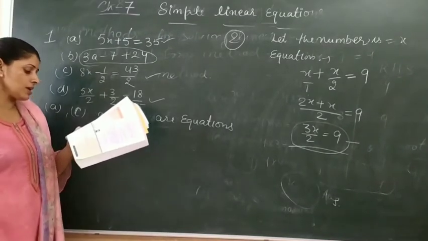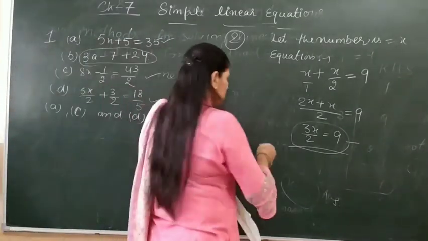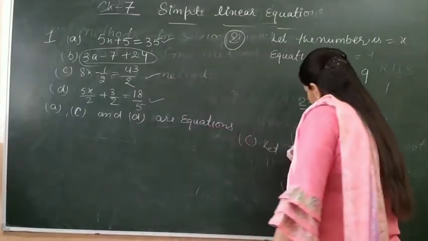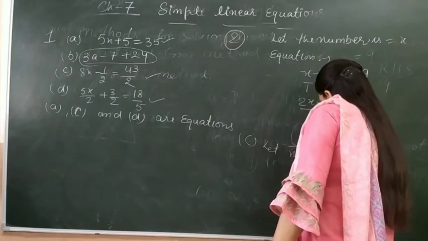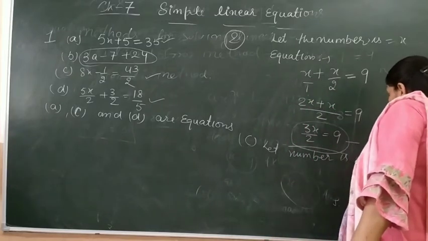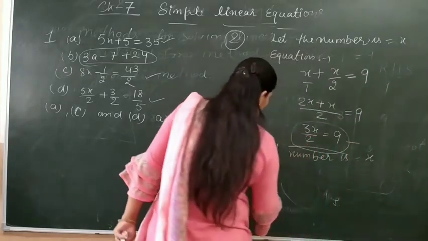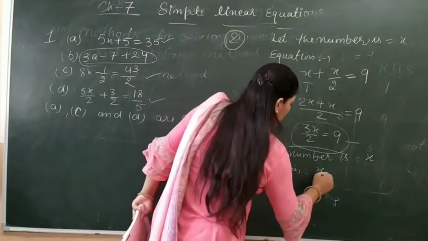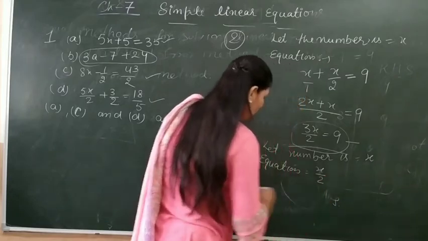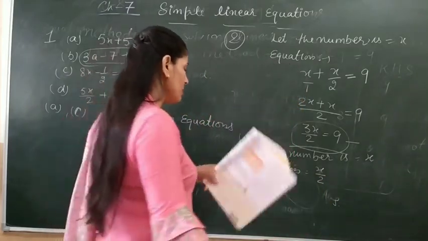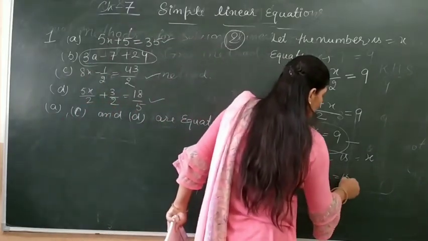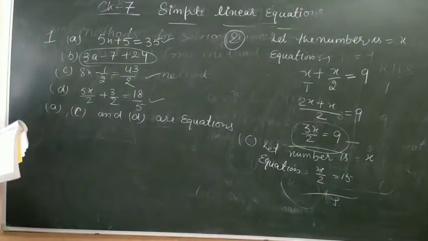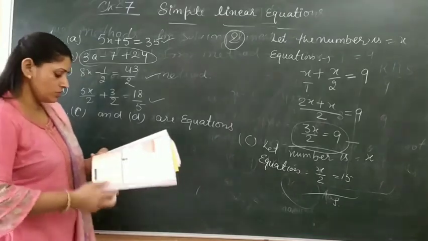Half of a number is 15. Let the number is x. The equation is x upon 2. Half of, this is half of a number is 15. X by 2 is 15. So this is your equation. In this way you can express. Now come on to question number 3.